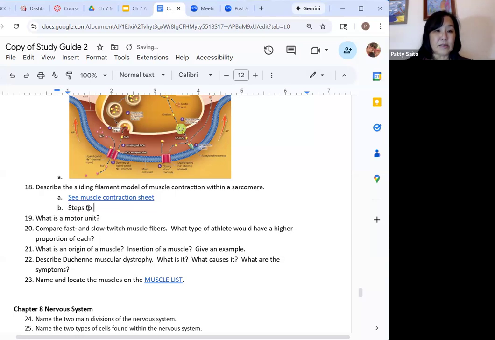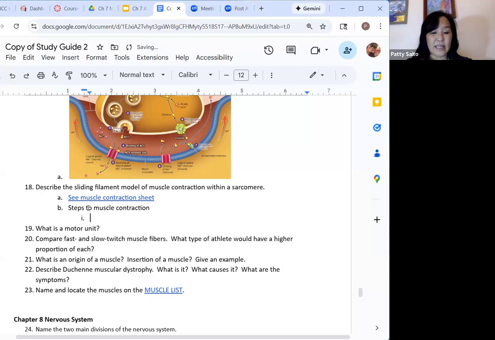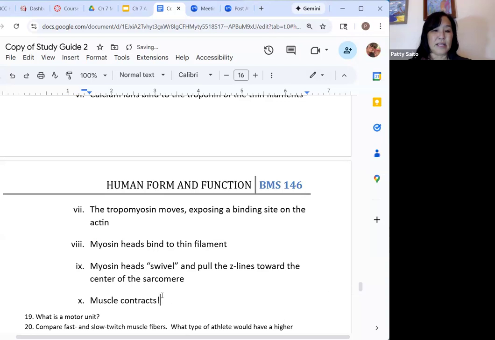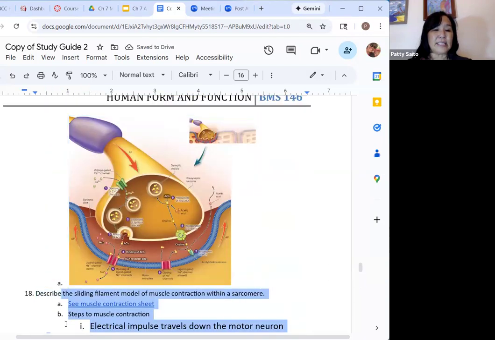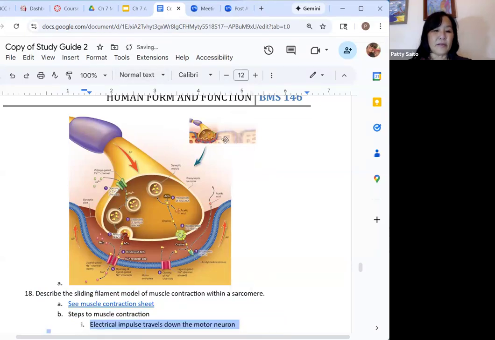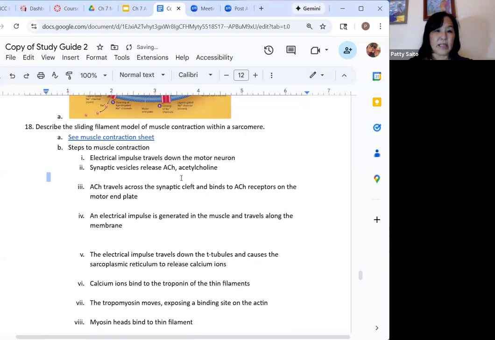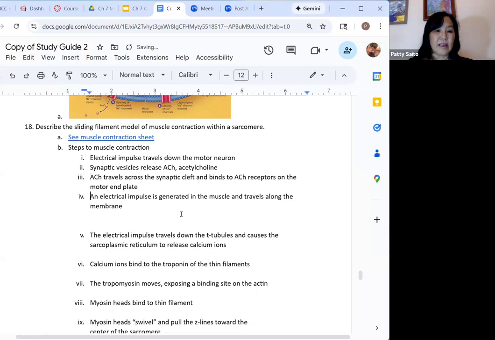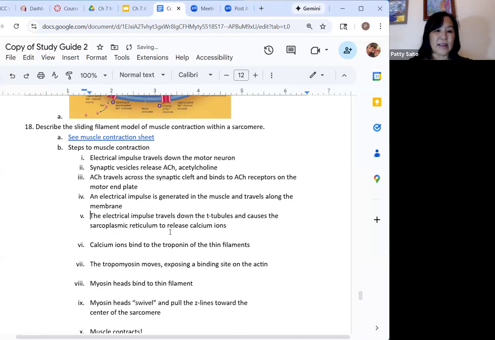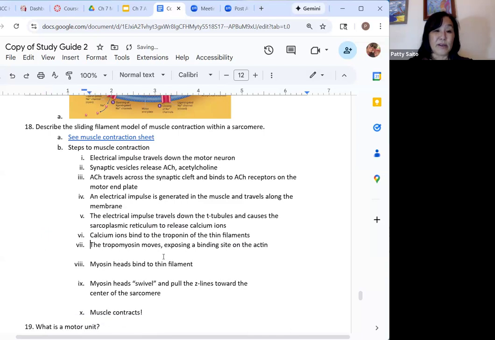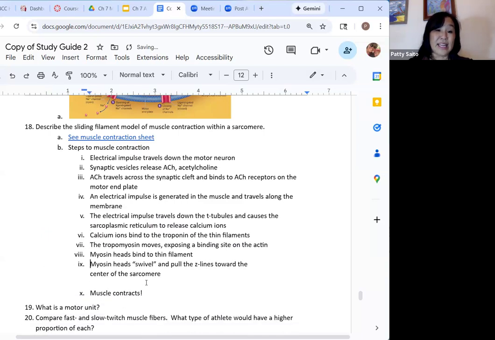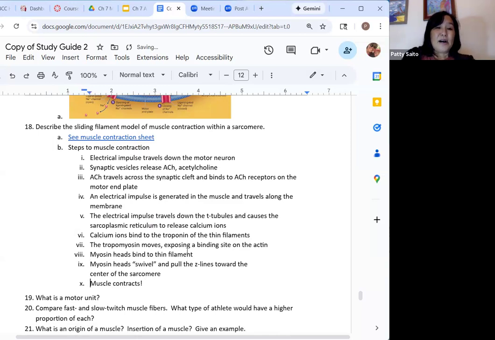So steps to muscle contraction. And there are 10. Okay, so these are the 10 steps. And you can condense this a little. Let's see if that'll work. Okay, it does. Save some space here. You can make it look however you want. It's your study guide.